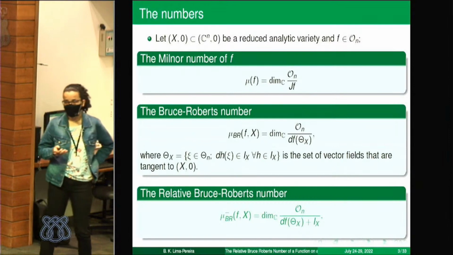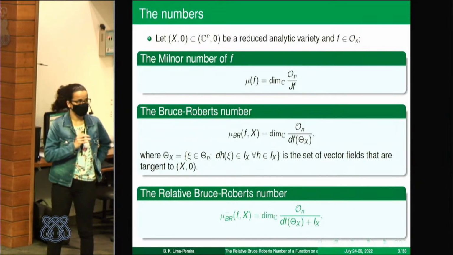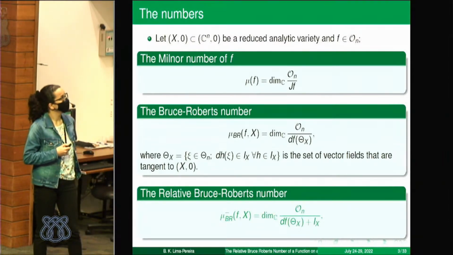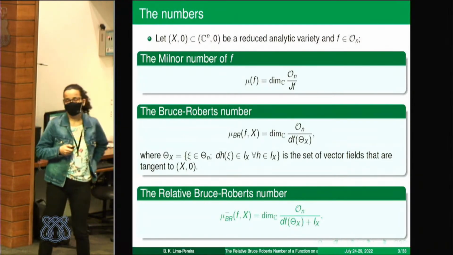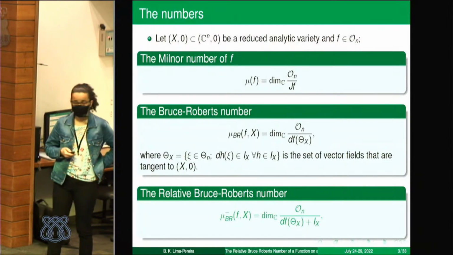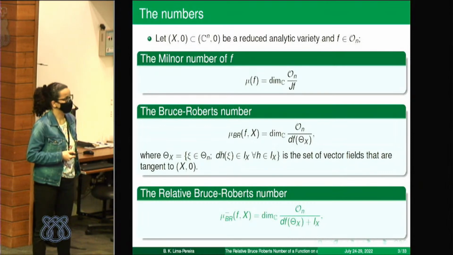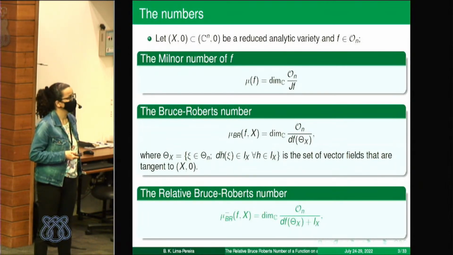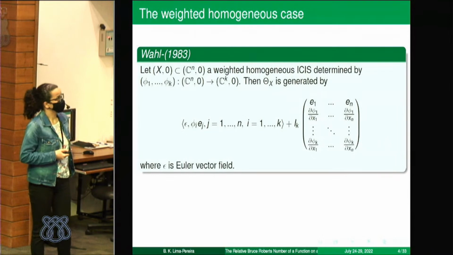The Bruce-Roberts numbers can be calculated considering any variety, but in this presentation I consider only isolated complete intersection singularities. So first, the relative Bruce-Roberts number.